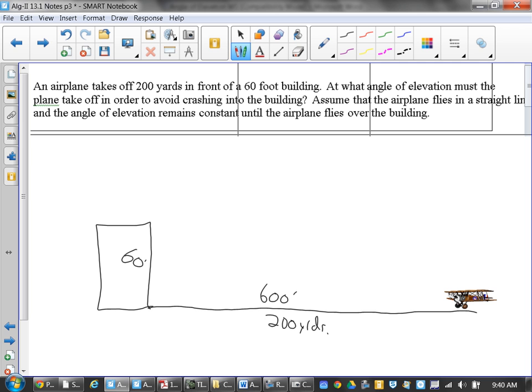Now they're asking us what the angle of elevation would have to be in order for this airplane not to crash into the building, which means you need to find theta. Think about SOHCAHTOA. You're not trying to find the hypotenuse, you're trying to find the angle. Can you assume that's 90 degrees? Yes. Last time I checked, we're not running into the Leaning Tower of Pisa, so most buildings are square to the ground. Otherwise, they fall over.